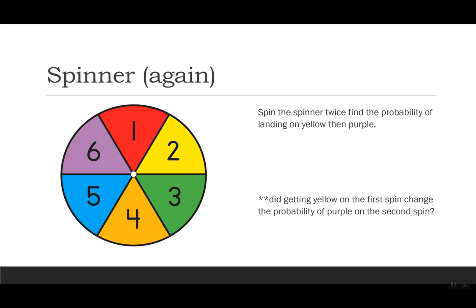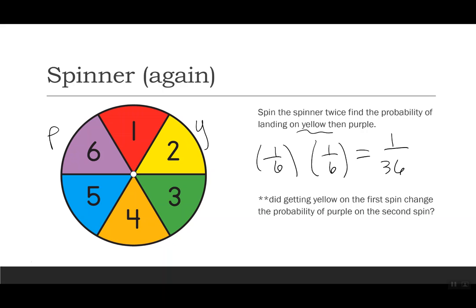Spin the spinner twice, and find the probability of landing on yellow and then purple. We can see there are 6 pieces of the spinner. We have one that's yellow, we have one that's purple. So the probability of landing on yellow would be 1 out of 6. When we spin the spinner again, we have a probability of 1 out of 6 of landing on purple. We can multiply: 1 times 1 is 1, 6 times 6 is 36.